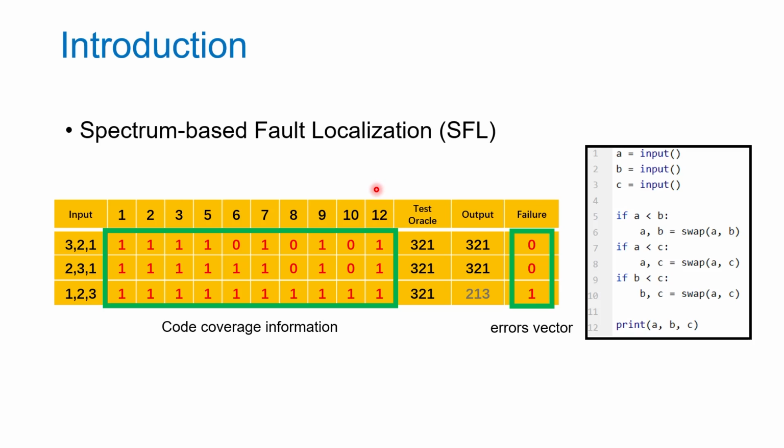Spectrum-based fault localization is a classical one, which is also called coverage-based fault localization. Spectrum-based fault localization calculates the suspiciousness of each statement by analyzing coverage information and error vector to identify faulty statements.